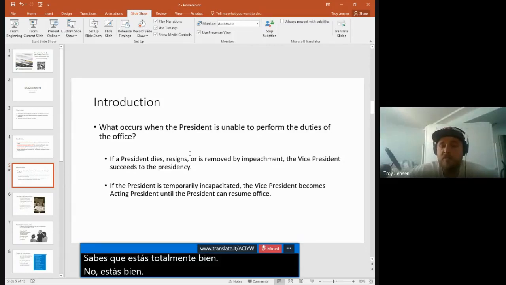Now, the vice president's role and job duties are really determined by the president of the United States. In the Constitution, the vice president only really has two job duties. First is to be the president if something happens to the president.